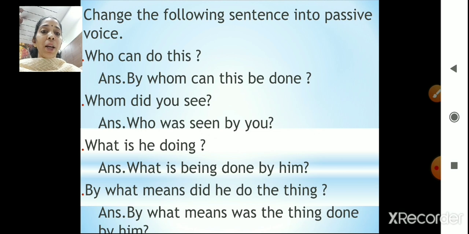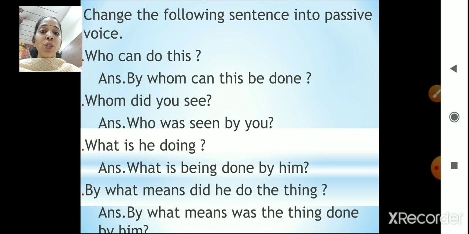So what will it become in the answer in the passive form? Whom did you see? Who was seen by you? What is he doing? The next one, again it's an interrogative pronoun. So what will be the answer? What is being done by him?